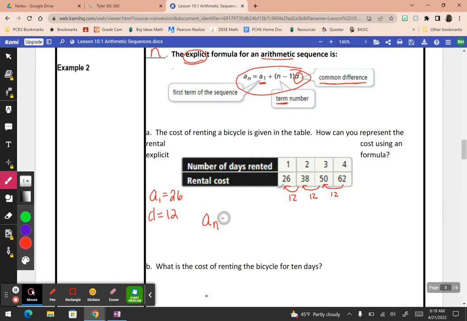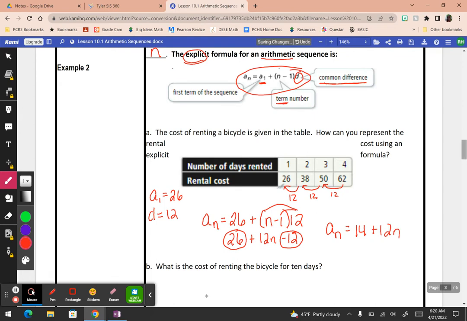A sub n, right, because I don't know what term I want yet, equals a sub 1, and we said that was 26, plus the term before it, n minus 1, times d, our common difference, which is 12. Okay? And then you can simplify this a little bit more if you wanted to by doing 26, and then we'll distribute the 12, so 12n minus 12, and then combine like terms. So our final one would be a sub n equals 14 plus 12n.